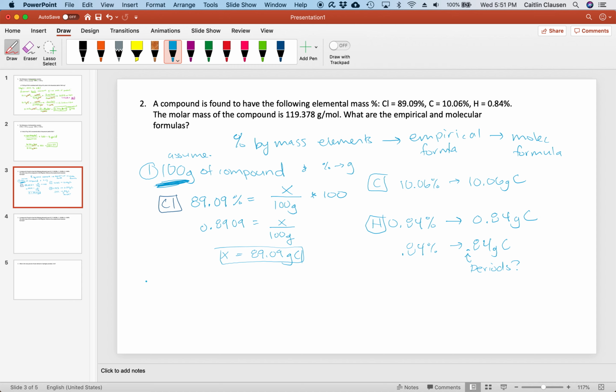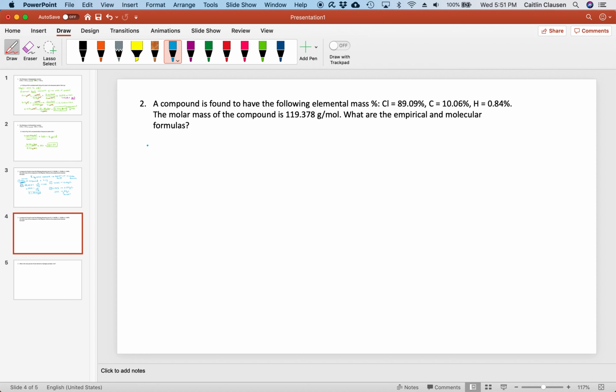Step 2, I'm going to do it on this page, so continuation of number 2. Step 2 is convert grams to moles of the atoms. So for chlorine, we have 89.09 grams of chlorine. Grams are related to moles by the molar mass. I just look at the periodic table. I'm just dealing with elemental chlorine, Cl. Be careful of your units as well. So grams of chlorine, if I look at the periodic table, I see that that's 35.455 grams of chlorine for every mole of chlorine.